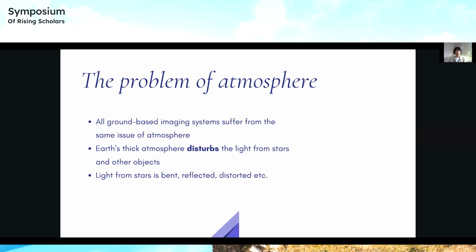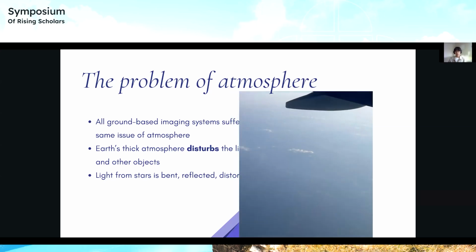So what does astrophotography have to do with the atmosphere? Well, unless you have access to really advanced space telescopes such as Hubble and the James Webb Space Telescope, all amateur astronomers and professional astronomers have to work against the same issue of atmosphere because they're photographing these objects from the ground. Earth's thick atmosphere disturbs the light from stars and other objects, and in short, the light from the stars is bent, reflected, and distorted, thereby impacting the authenticity of the image that you're taking, and then the stars are disturbed and distorted.